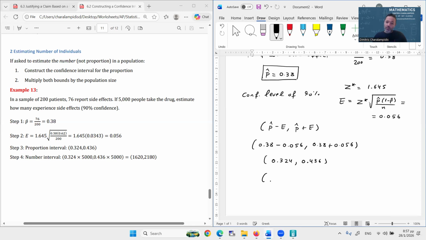If I am now to convert these into percentages, I am 90% confident that the true population proportion would be between 32.4% up to 43.6%. However, we are talking about the true population proportion of all patients in the entire population reporting a side effect. Now, these are proportions, these are percentages.